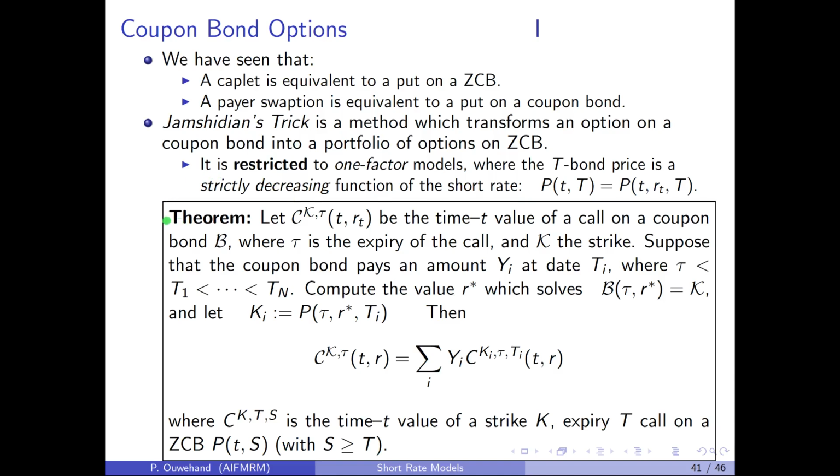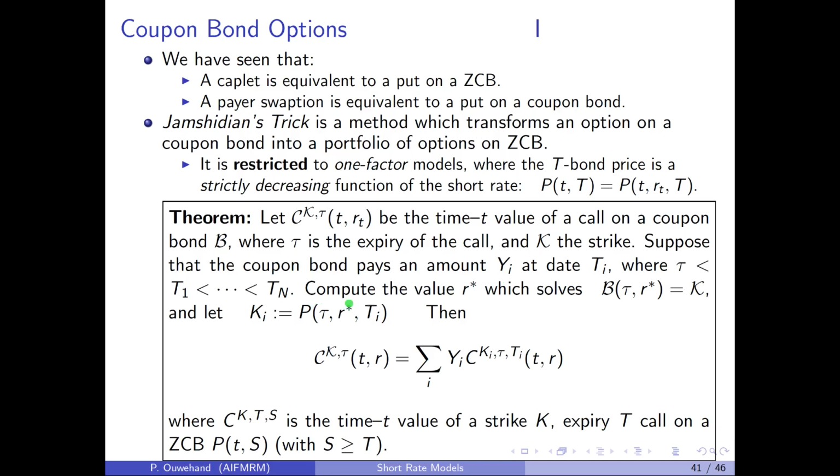Here is the result. Suppose that Ck tau is the time t value of a call on a coupon bond B, where tau is the expiry of the call and k is the strike. Notice that we use curly letters for the coupon bond, the call on the coupon bond, and the strike. Suppose that the coupon bond pays an amount yi at date ti, where tau is less than t1, which is less than t2, up to tn, i.e. yi is either a coupon on a coupon date or the coupon plus the principal at the terminal date.